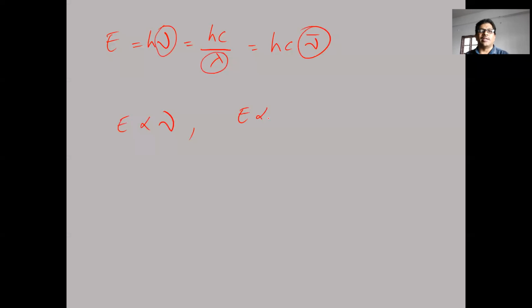Now the next thing we have to understand is that E is equal to h nu, or E is equal to hc by lambda, or E is equal to hc nu bar. From all these things, we have to understand that E is directly proportional to frequency, E is directly proportional to nu bar, and E is inversely proportional to wavelength. These areas we have to clearly understand.